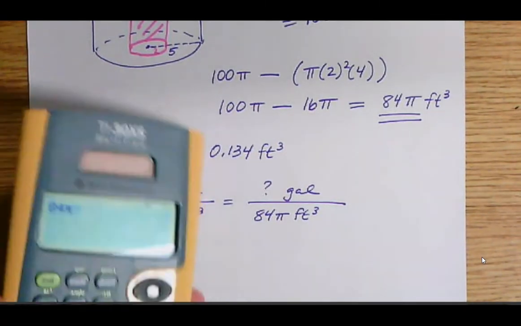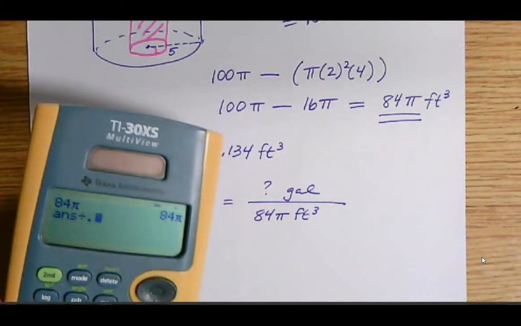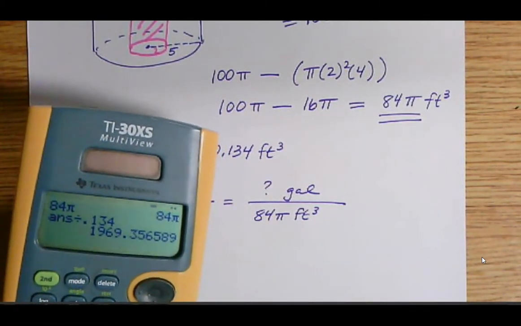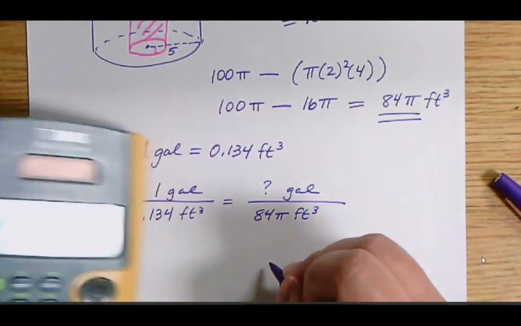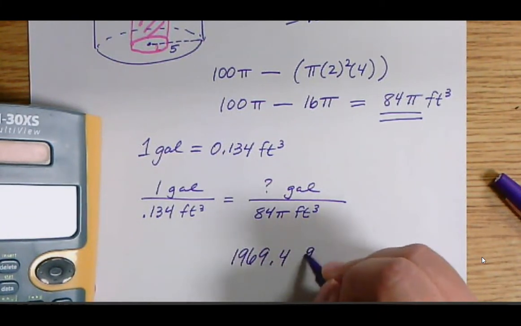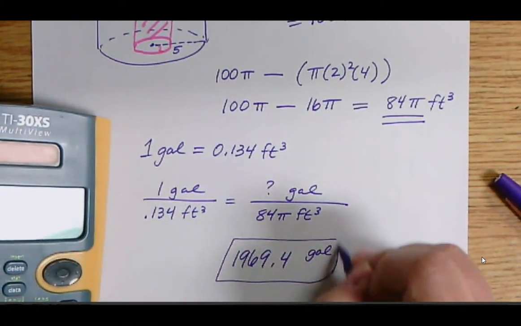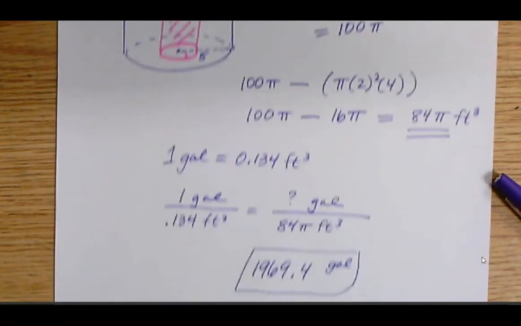84 pi divided by 0.134. That's 1969.35, or 1969.4. Let's go with that. So 1969.4 gallons is what I've got. In this space, that's how many gallons that space will hold.